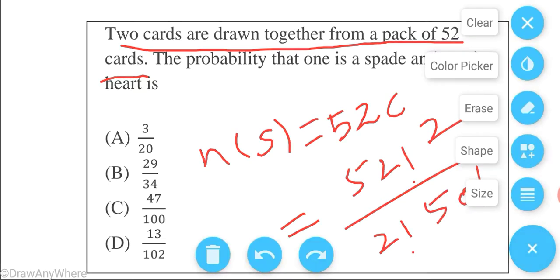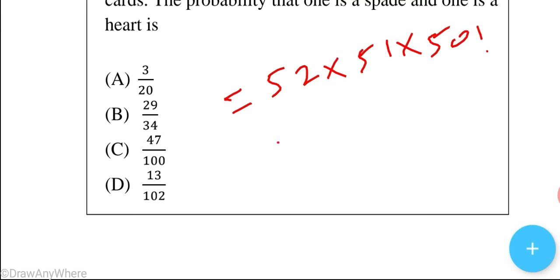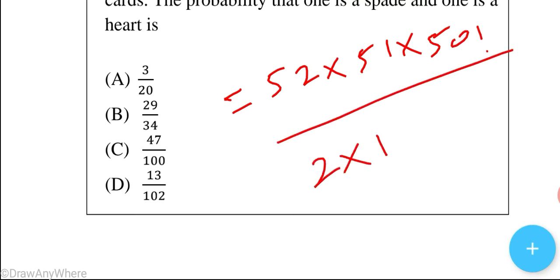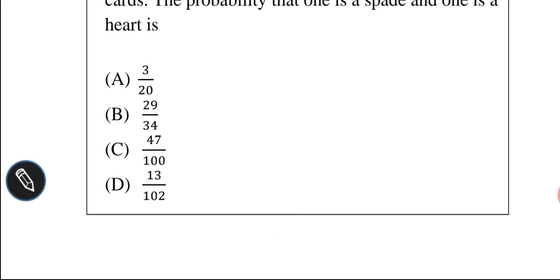So that is equal to 52 factorial, which can be expanded as 52 into 51 into 50 factorial, divided by 2 factorial, which can be expanded as 2 into 1 into 50 factorial. 50 factorial gets cancelled. 52 divided by 2 is equal to 26. So 26 into 51 is equal to 1326.